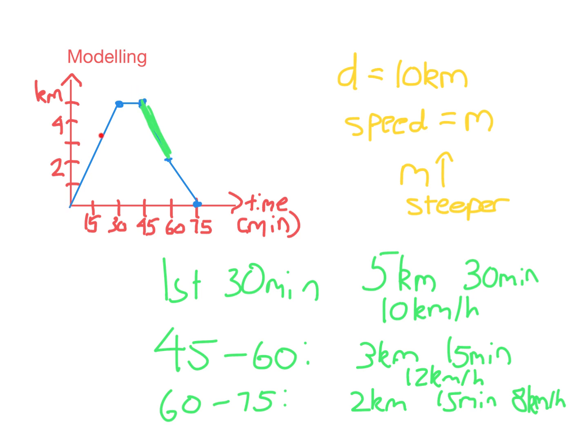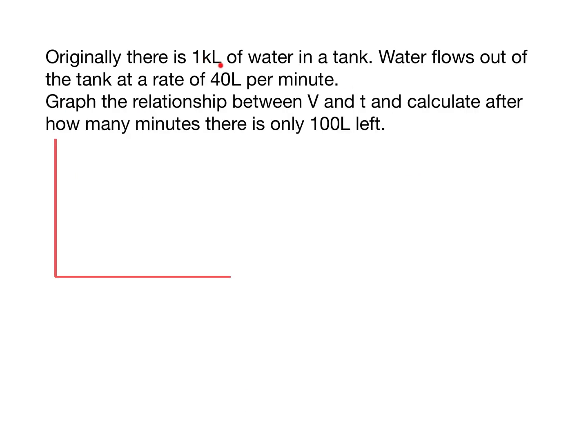This line is a little steeper than this one, and it's a lot steeper than that one. All right, let's now look at another modeling question. Originally there is 1 kiloliter, or 1,000 liters, of water in a tank. Water flows out of the tank at a rate of 40 liters per minute. We're going to graph the relationship between V and T and calculate after how many minutes there's only 100 liters left. First, let's graph the relationship.